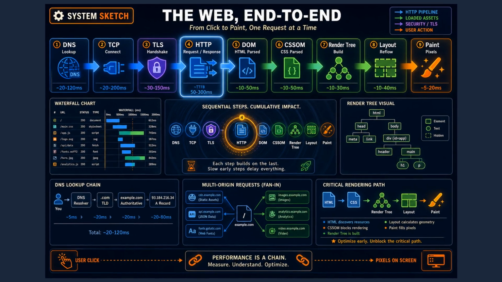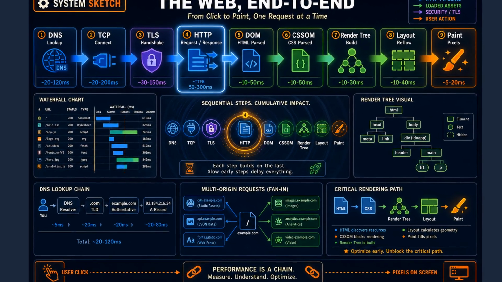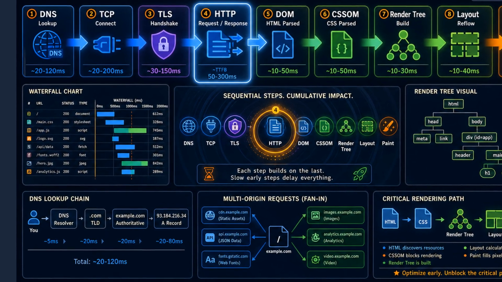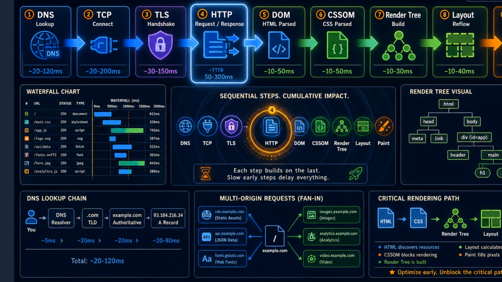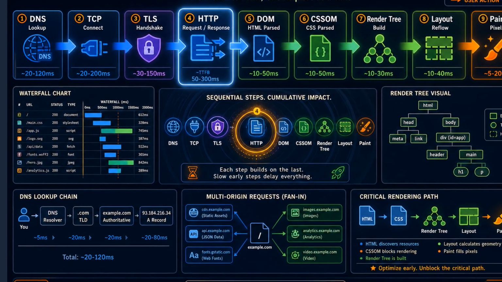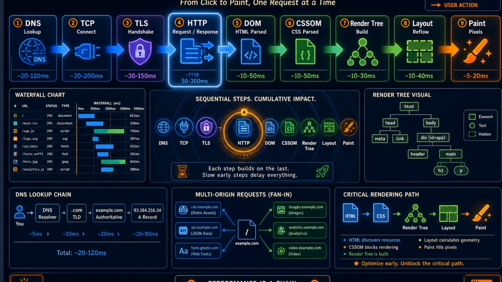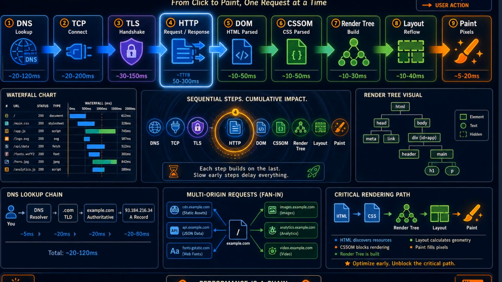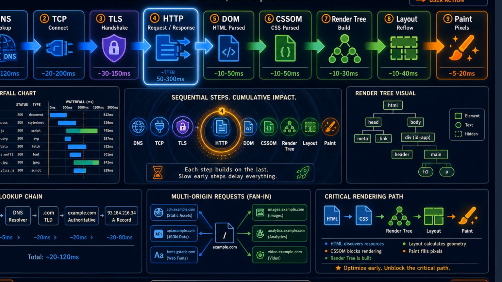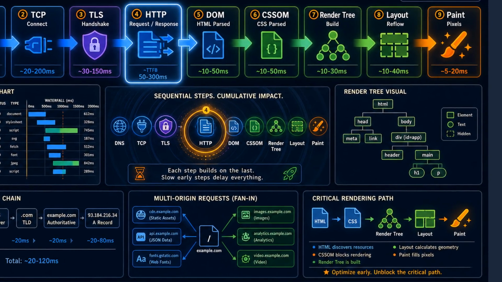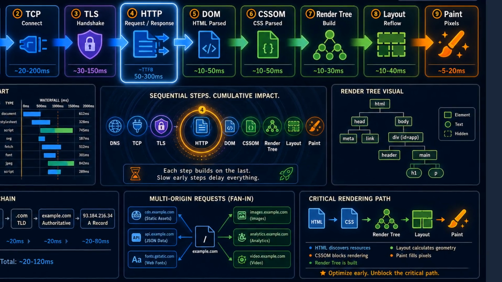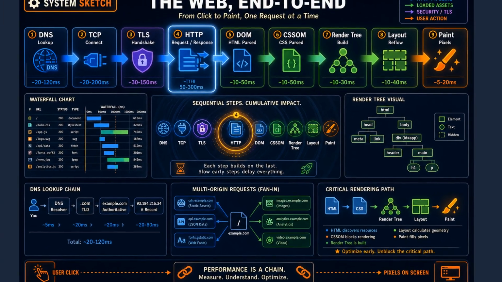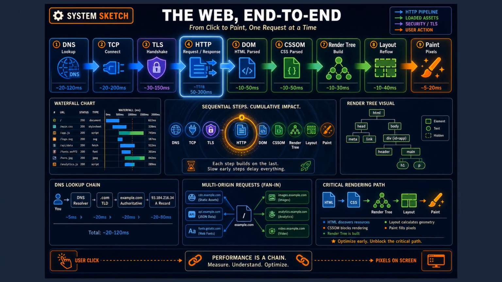From click to painted page, DNS resolves the name to an IP. TCP handshakes open the connection. TLS secures it. HTTP fetches the HTML. The browser parses to DOM. CSS builds the CSSOM. They merge into a render tree. Layout computes positions. The browser paints pixels. Sub-resources load in parallel. The critical render path determines when you first see anything at all.